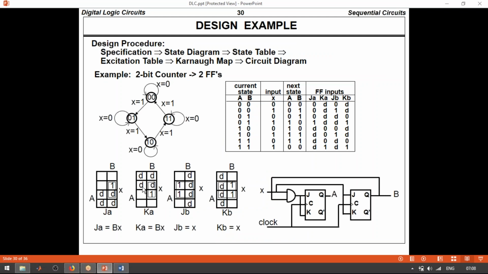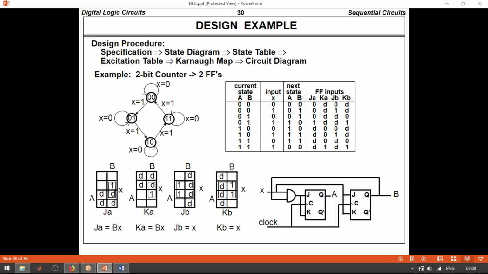So state diagram means... Don't know exactly. Okay, fine. So actually state diagram in the sense you are having a number of states which defines the input and the output. Actually, there are two types of state machines: one is a Mealy machine and another one is a Moore machine.